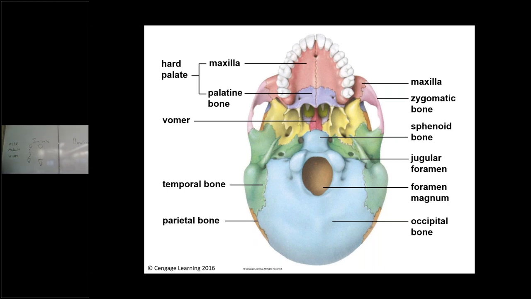So you can see here on this inferior aspect of the skull, there are quite a few holes. These holes are going to allow for blood vessels and nerves to pass through. Okay? Let's move on.